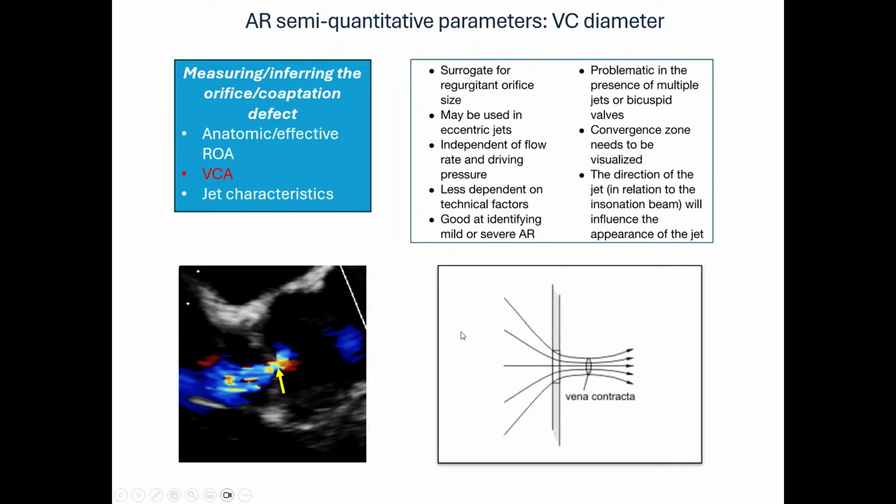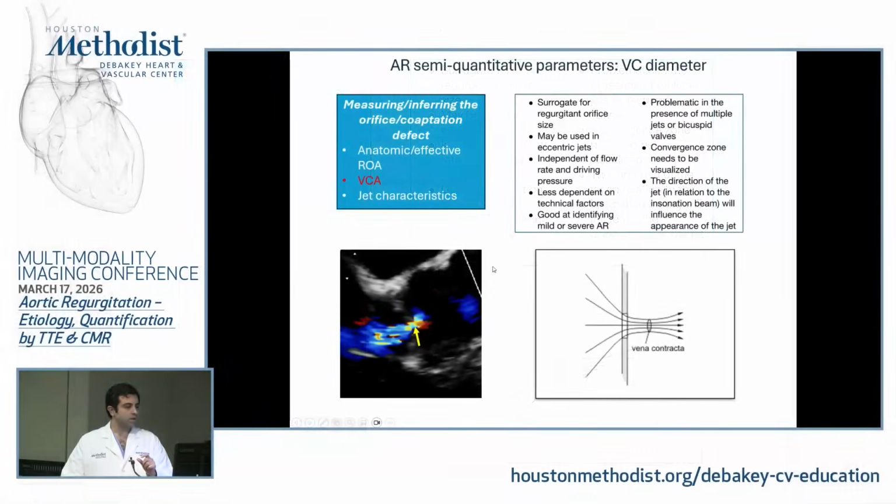Now, when measuring this on echo, you have to be really perpendicular to the actual jet, ideally. You can still use it for eccentric jets, and the challenge for the sonographer is trying to find the view, whether it's parasternal long or apical views, where you can get a very nice alignment of the jet so that the vena contracta is perpendicular. So if it's an eccentric jet, it may be more doable from the apical views, and if it's a central jet, you can easily do this from parasternal long. The advantage of this is that it's independent of flow and driving pressure.